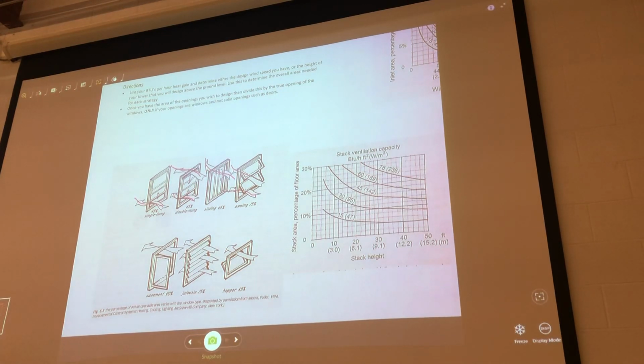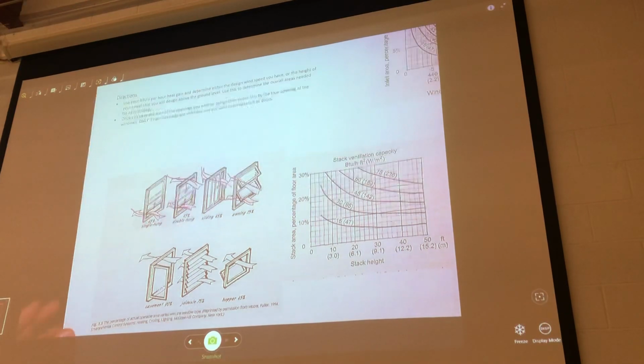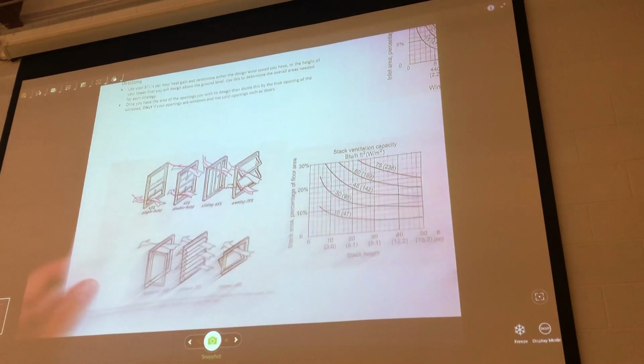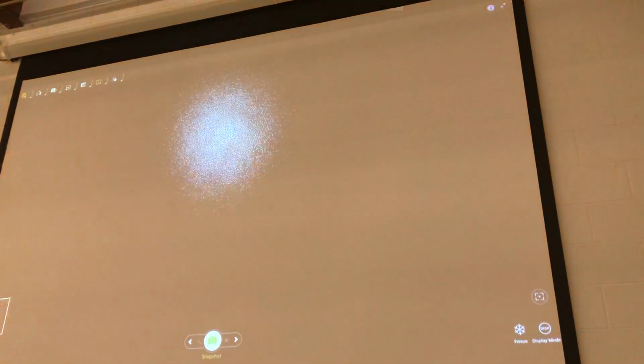Okay? And it also doesn't necessarily mean that you have to design it for windows. It could be anything that allows air to enter into the actual space. It could be a door, it could be louvers, it could be whatever it is that you can imagine, as long as it allows air to come into the space. Any questions on that? All right, there, we just went through the exercise.